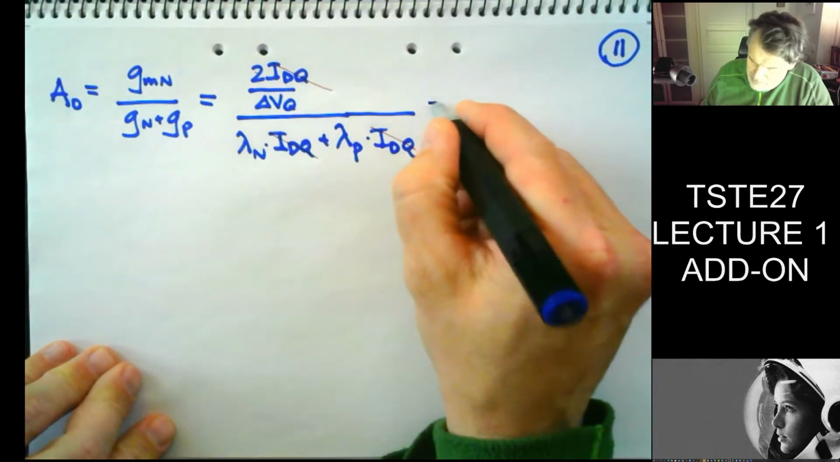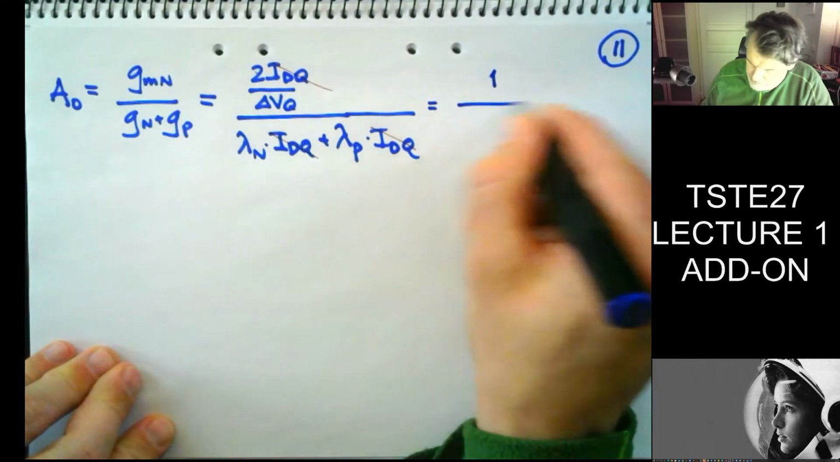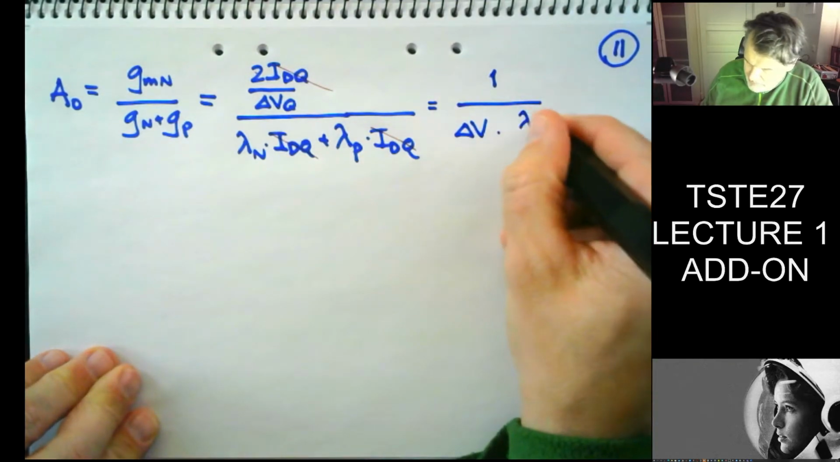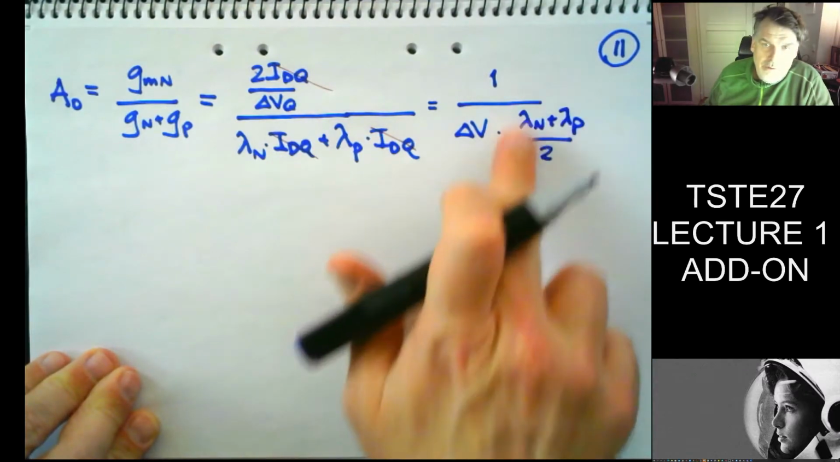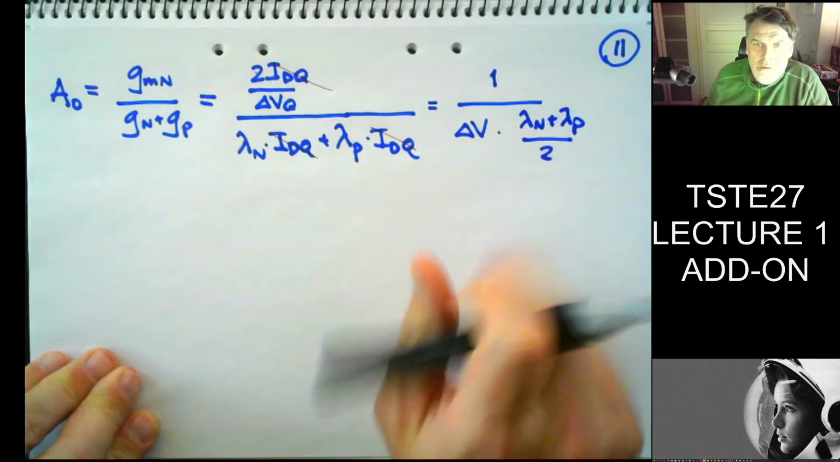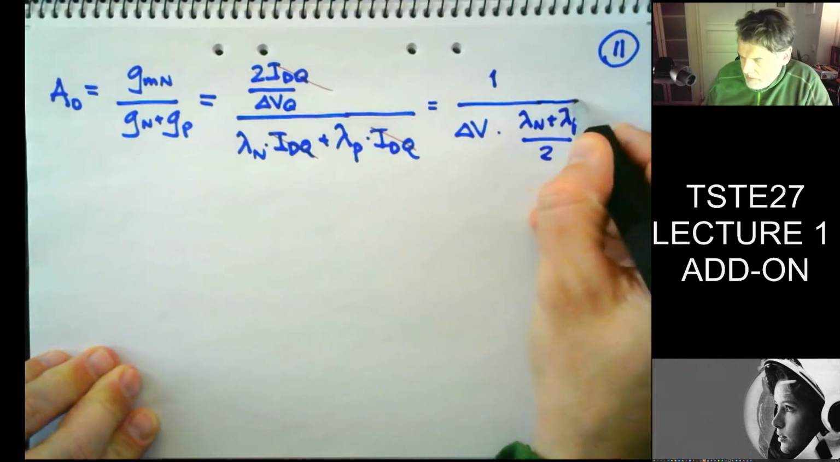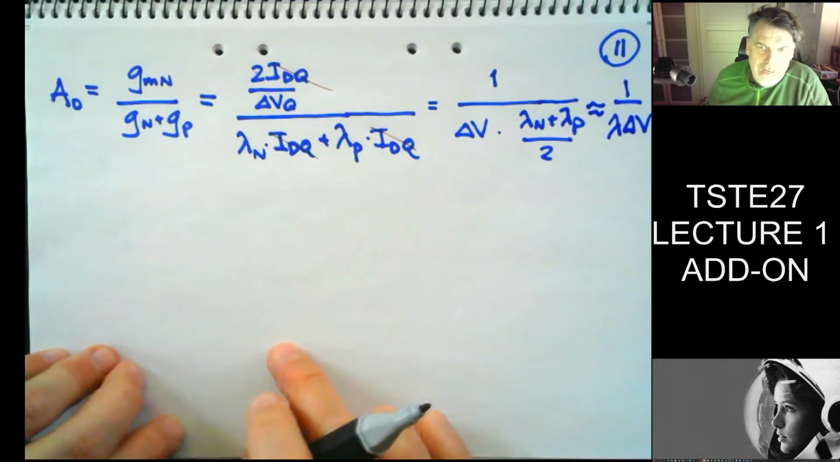So what are we left with? We're left with 1 over delta V, I ignore the q for now, and then I have lambda n plus lambda p divided by 2. And if we look at this, this is the mean value of these two guys, lambda n and lambda p. So we just say it is 1 over lambda delta V then, where we have some sort of generic lambda.